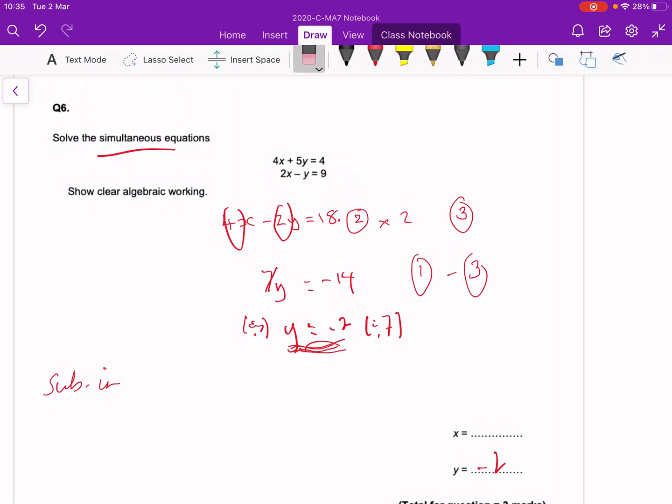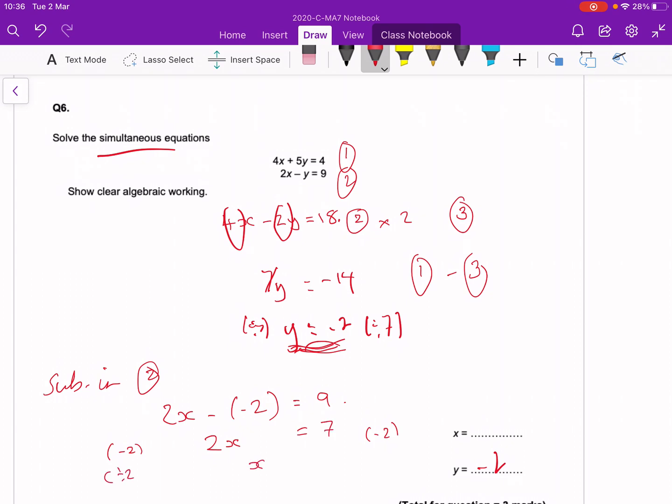Let's help that out, make them a bit clearer. Okay, number 2 actually looks like the nicest equation there, or the simplest equation, so I'm going to sub in equation number 2, so that 2x minus the minus 2 we've just found equals 9. Take minus minus 2 is plus 2, so if I take away that plus 2 by doing minus 2 on both sides, you'll end up with 2x being equal to 7. Divide it by 2, and you'll end up with x being equal to 3.5. There we go, final answer.